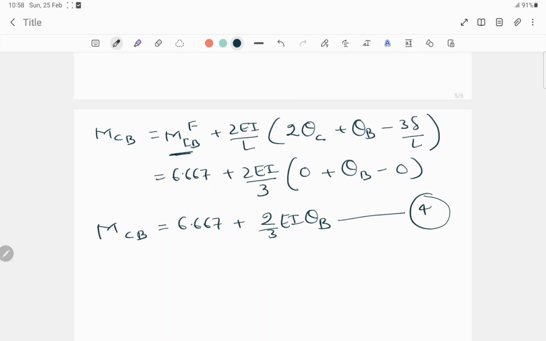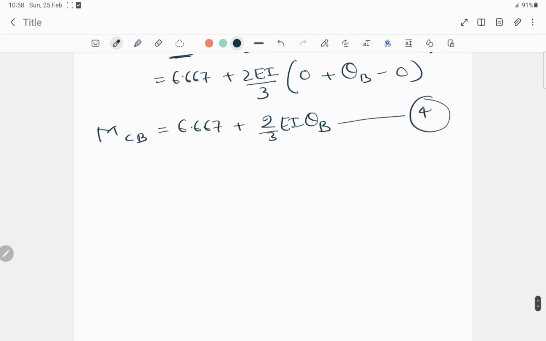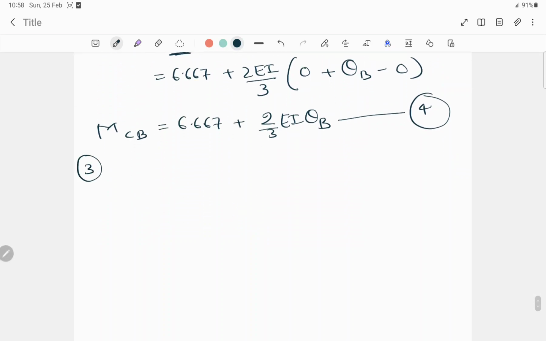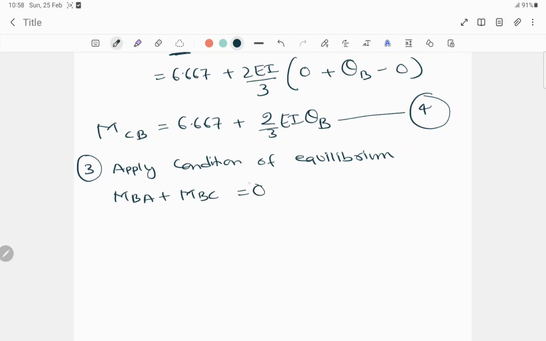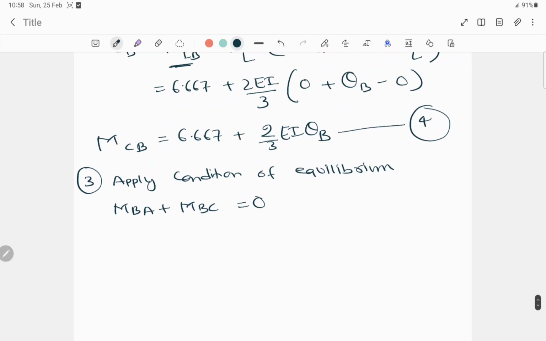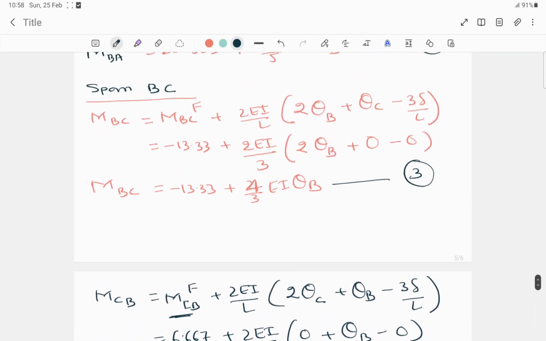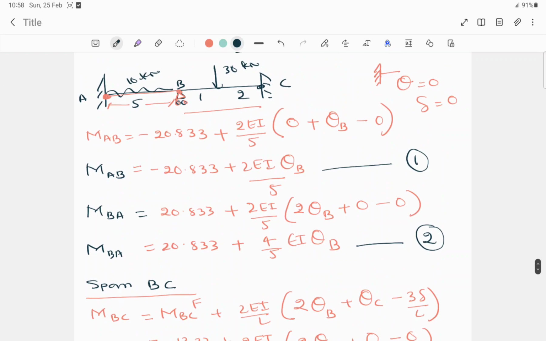Now we have 4 equations, right? So the third step is to apply the condition of equilibrium. So we know the condition, that is MBA plus MBC is equal to 0. So here for MBA, we have an equation, right? What was the MBA? This one, no? This is the equation number 2.